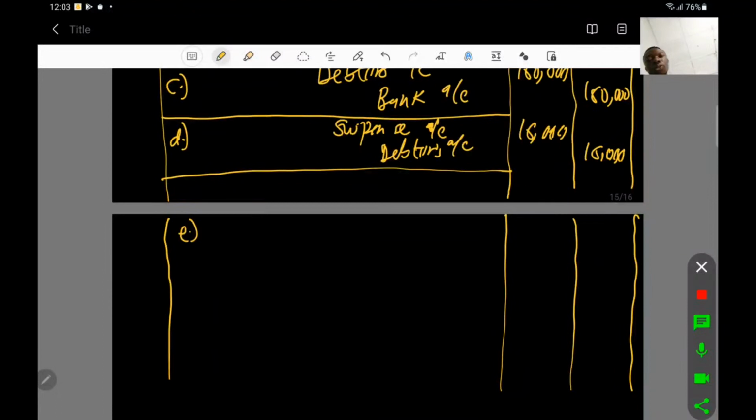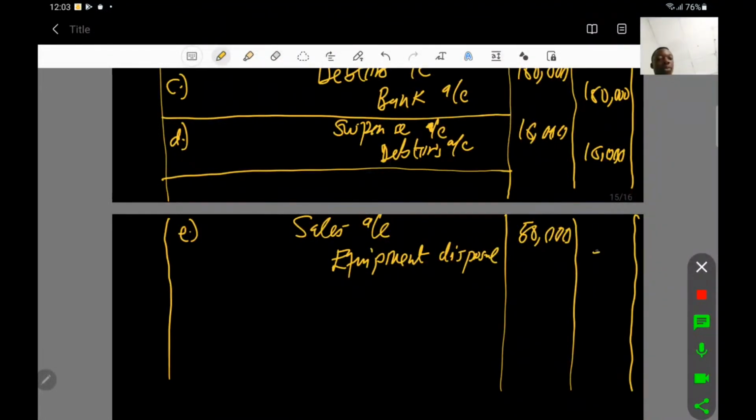So all that I will do here is tell us that sales account needs to be debited with 50,000. I hope that is clear. And then equipment disposal needs to be credited with 50,000, so that we know that it is an equipment that we are selling, so it shouldn't be part of the normal current stock that we actually sell to customers. So let's take note of that.